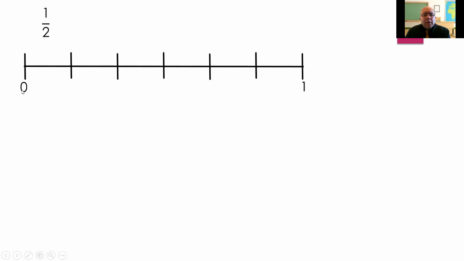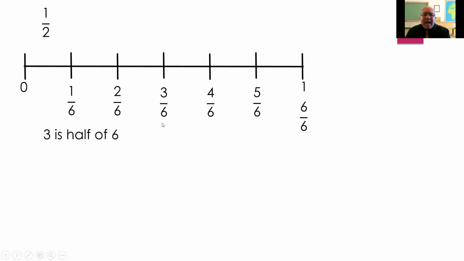What about this one? 0 and a whole one. And we're looking for a half. But we've not split our number line into 2 equal pieces. We've got 1, 2, 3, 4, 5, 6 equal pieces. So we've got 1/6, 2/6, 3/6, 4/6, 5/6, and 6/6. So where's a half? Well, we know a half is halfway from 0 to 1. Okay, so it's there. And one way of working this out is to say that 3 is half of 6.